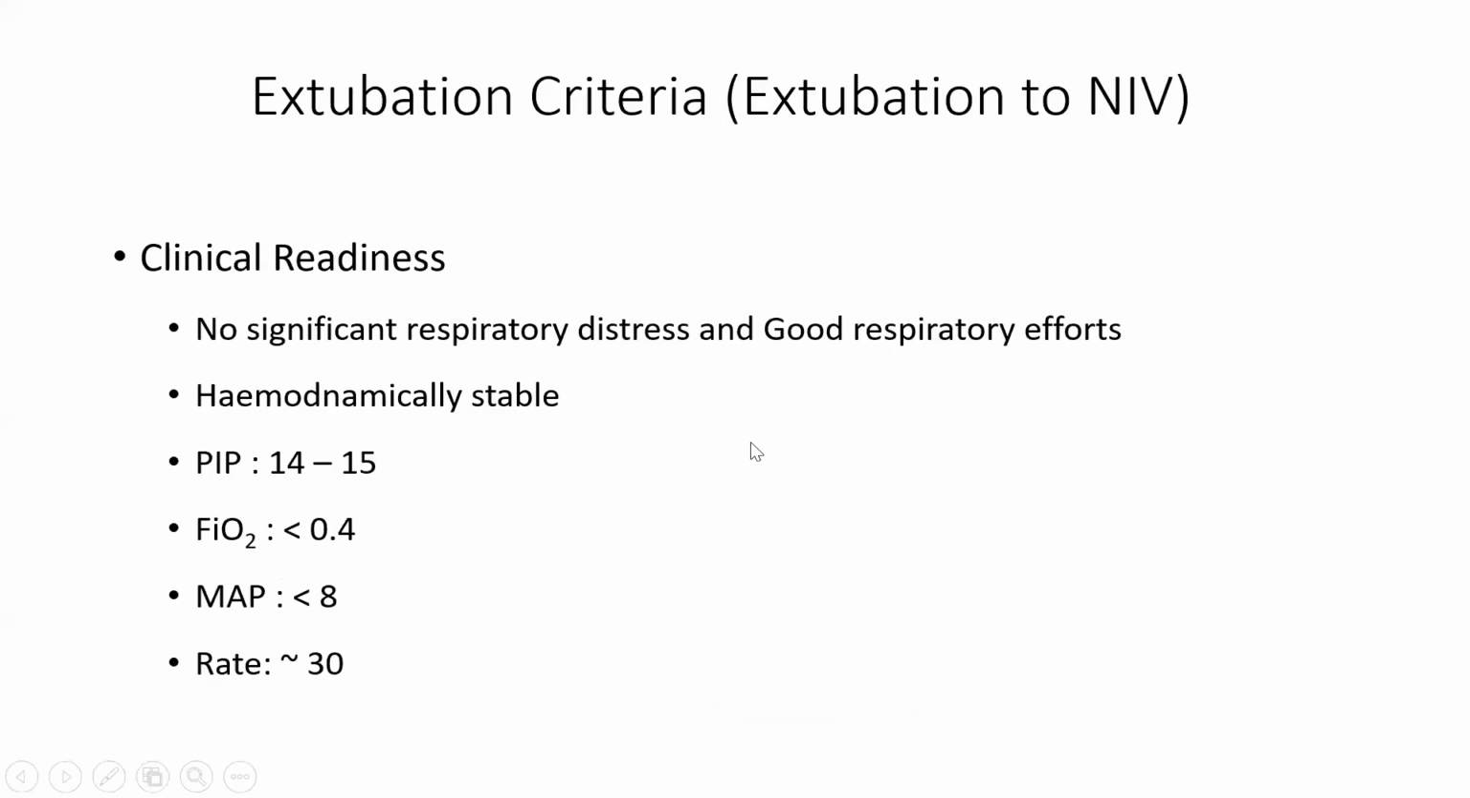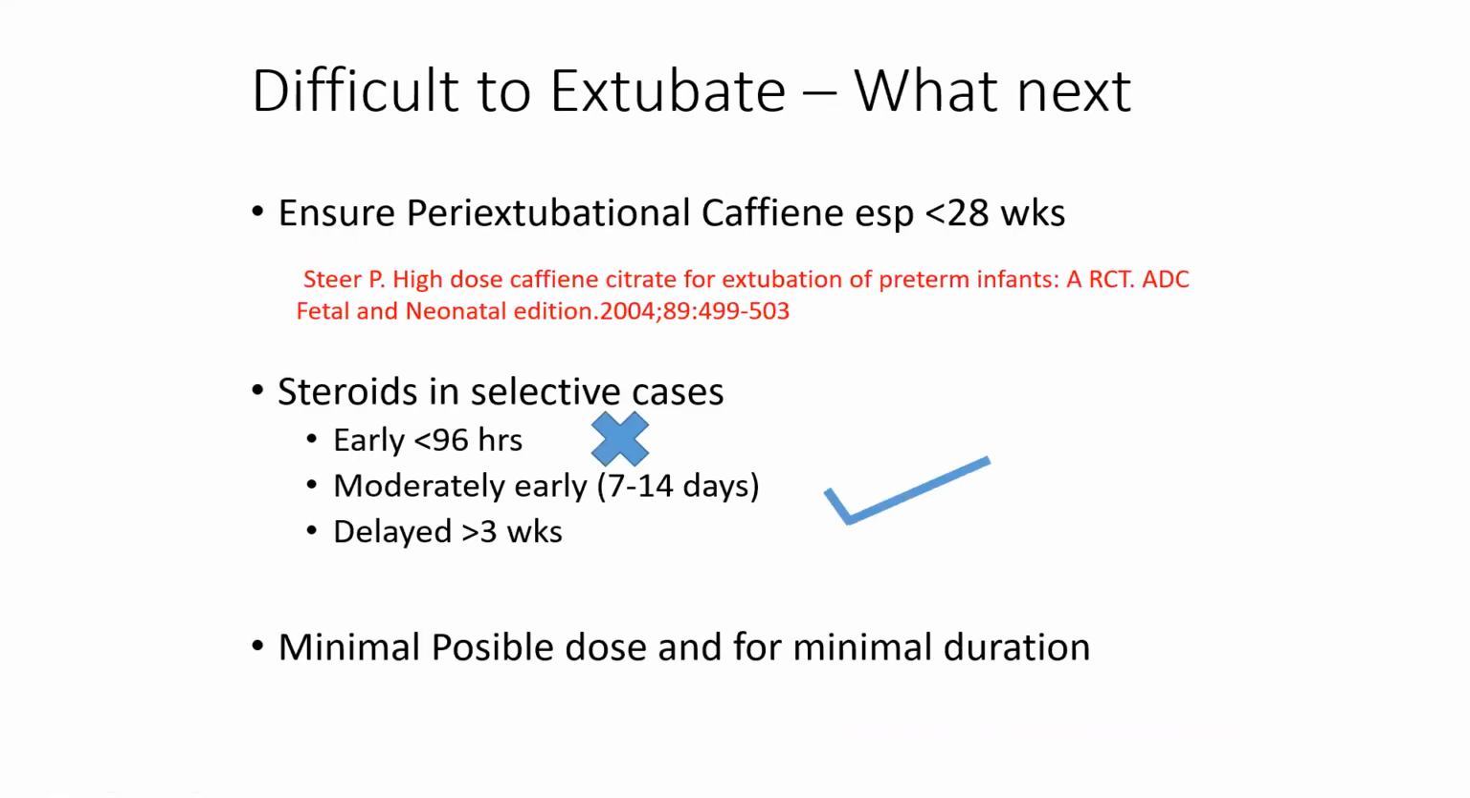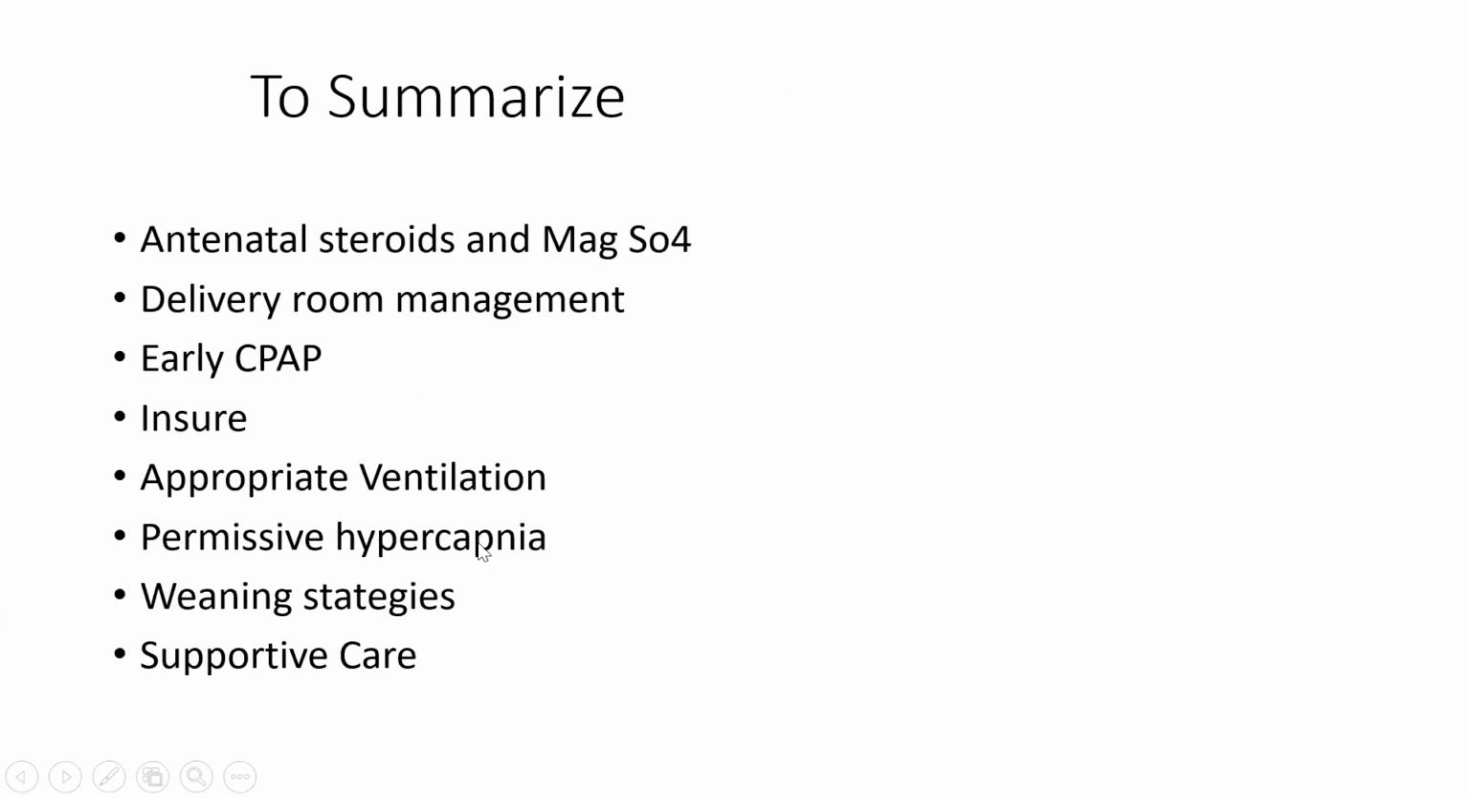Then when can you extubate? To check extubation readiness, we have to see that PIP is less than 14, FiO2 is less than 35 to 40, overall MAP is less than 8, and rates are around 30 to 40. In case of RDS, to reduce respiratory morbidity, caffeine is recommended, and steroids can be given in selective cases if invasive ventilation is becoming prolonged.